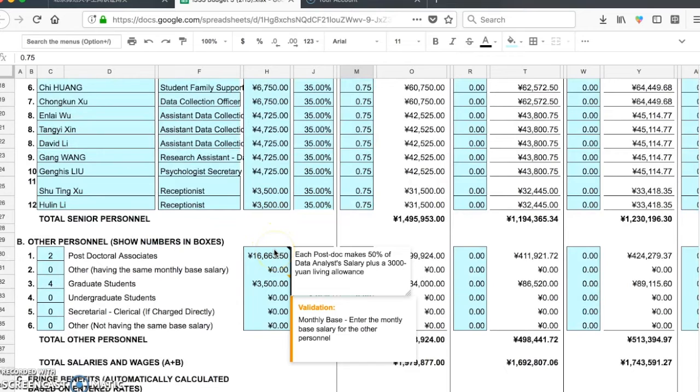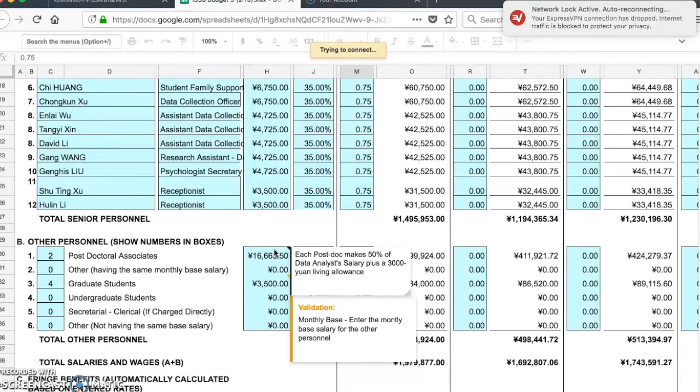And so these are postdocs, and the way I see it is that postdocs are being paid not just with money, but they're being paid with experience as well. And that experience is valuable, and so we don't need to pay them as much as someone who has more experience and is already fully into their profession. So postdoc employees make 50% of what the data analysts would make, plus a 3,000 UN living allowance, because Beijing rent is pretty expensive.